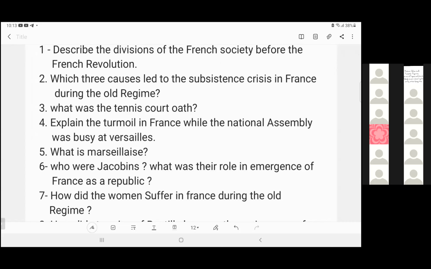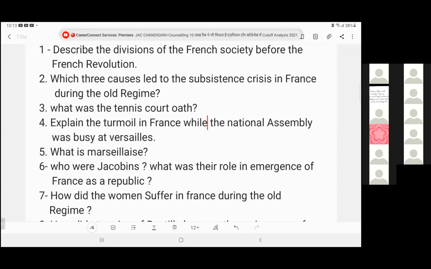ठीक है. If it is a 3 marks question, you need to tell nobility and the clergy the privileges that they were getting. Okay. Yes, ma'am. Ma'am, in exam, can we explain this with a diagram? Yes, of course you can. See, for giving the answers, you can always use the flowcharts that we have done in the class, right?